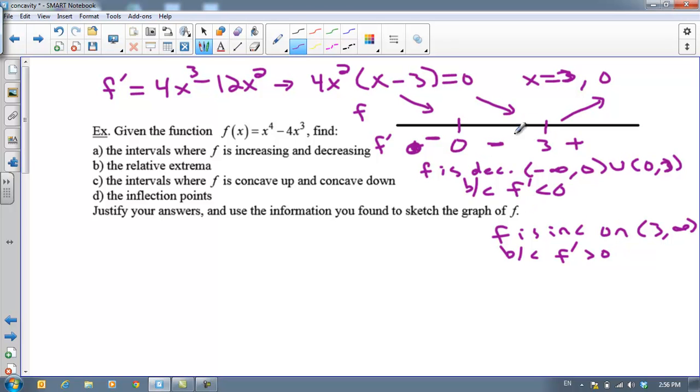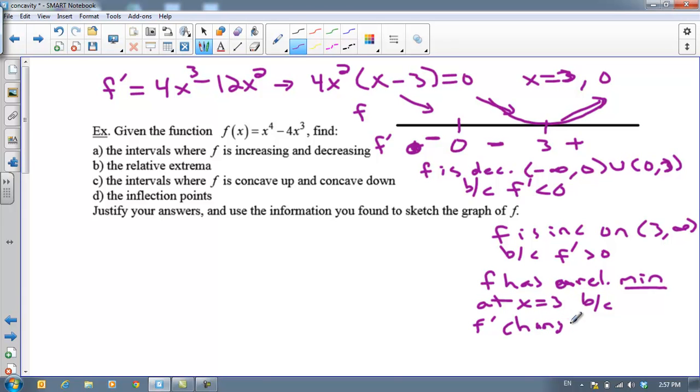And then on top of that, we have an extrema here. I've got a relative extrema at 3. F has a relative blank. We went from decreasing to increasing, so you can sort of see that that's a minimum. If f prime changes sign from negative to positive, then f has a relative minimum at x equals 3 because f prime changed sign in a specific way. F prime changes from minus to plus. Okay, so that's all old stuff.